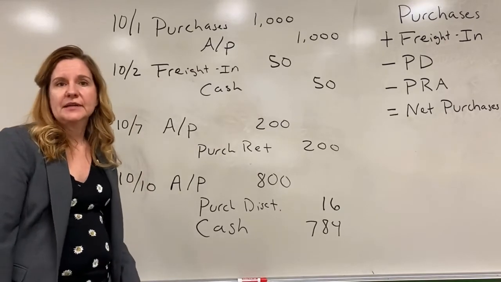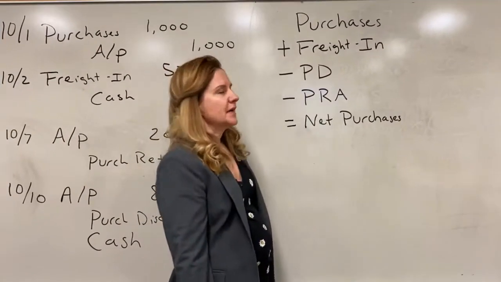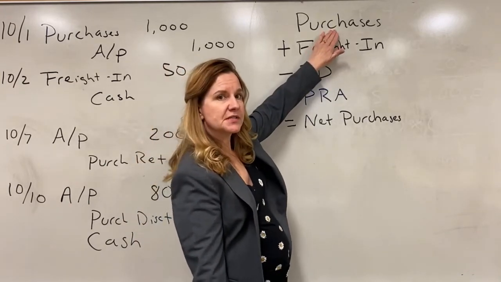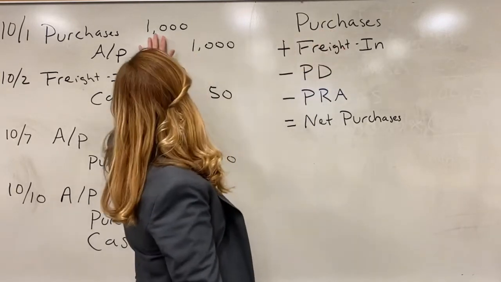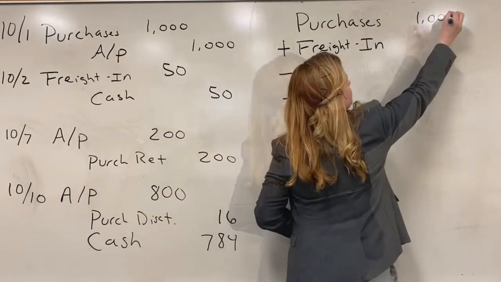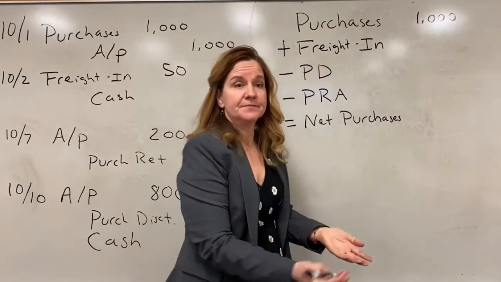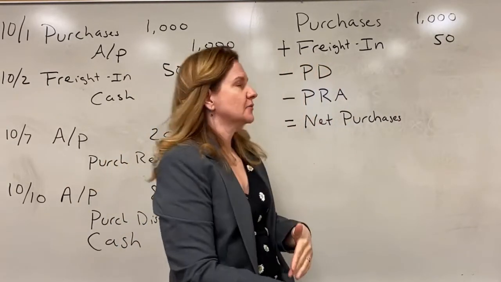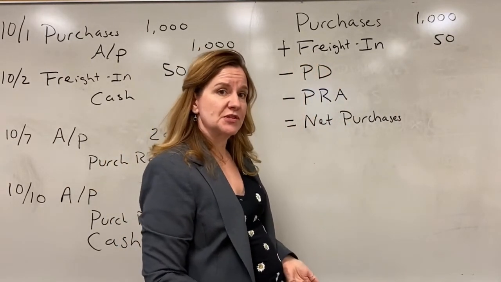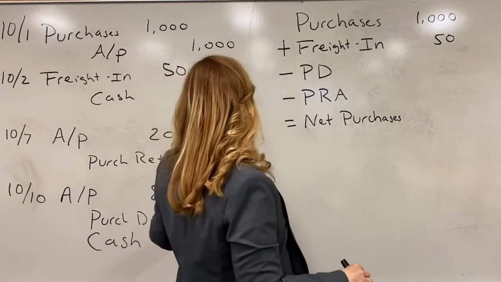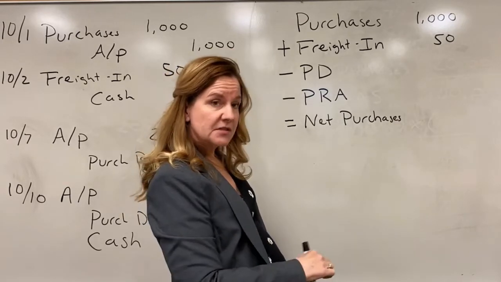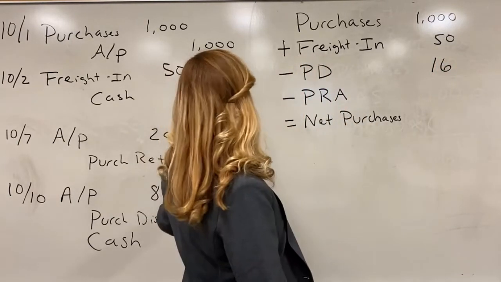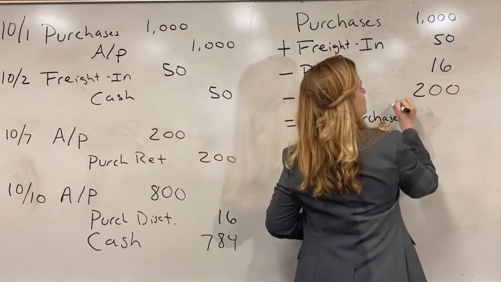Now we're going to calculate net purchases. Okay, so let's calculate net purchases. First, we're going to start with the purchases. The purchases from the journal entries we did was $1,000. We add freight in. The freight in was $50. Then we subtract out the purchase discount and the purchase returns. The purchase discount was $16 on the last entry, and the purchase return was the $200 from the last entry.